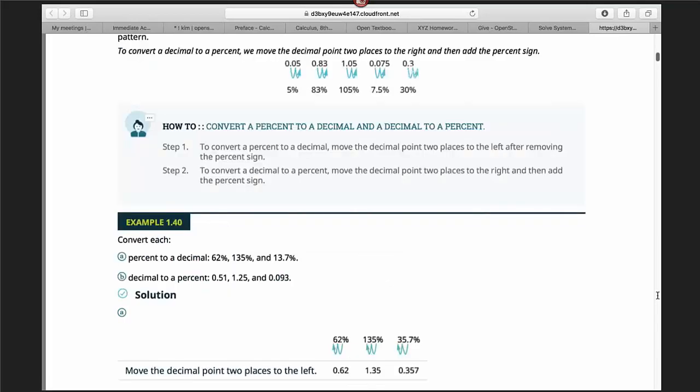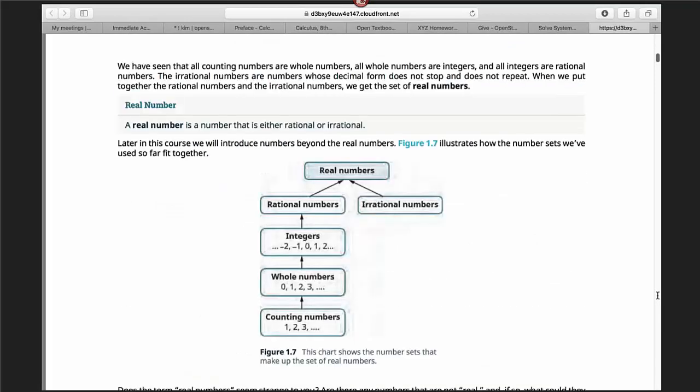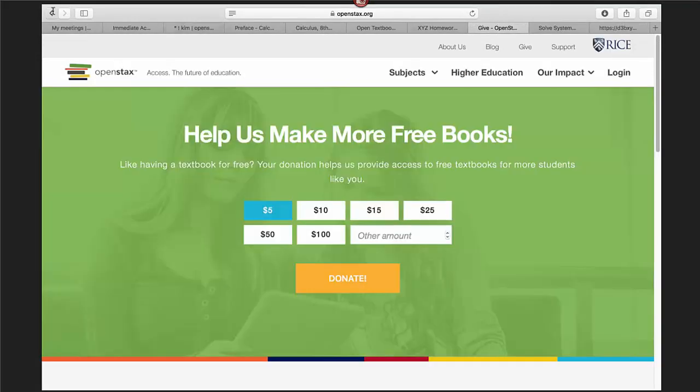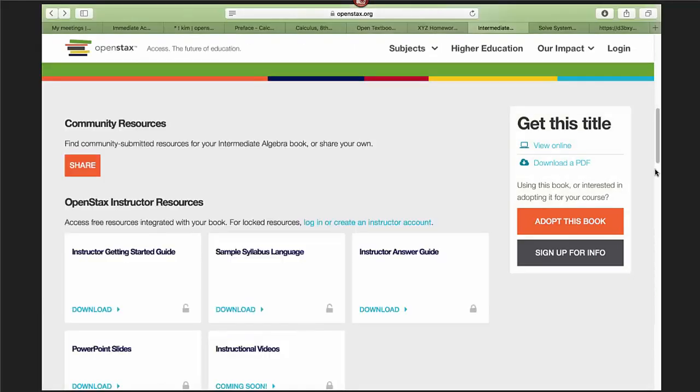Okay, I'm still exploring that intermediate algebra package, and I noticed that Newton is a partner with this text. Can you tell us a little bit more about that?